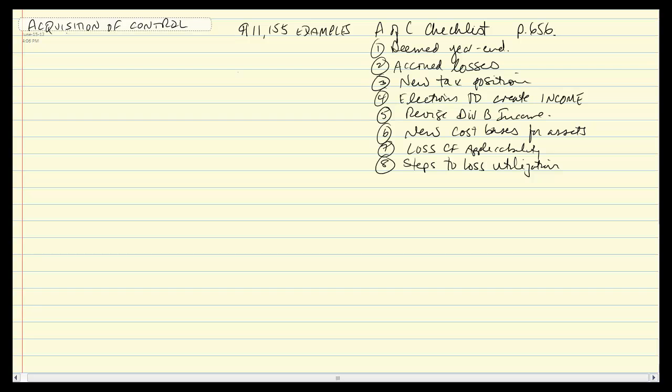So acquisition of control in the tax realm is a complicated area, and I want to make sure we get off to the right start by understanding exactly what it is before we even get to the tax implications. What is it that we're talking about? By acquisition, we mean buy: new shareholders. A corporation that exists already is now going to be acquired by new shareholders, implied here, of course, from old shareholders. So that's the first thing to note.